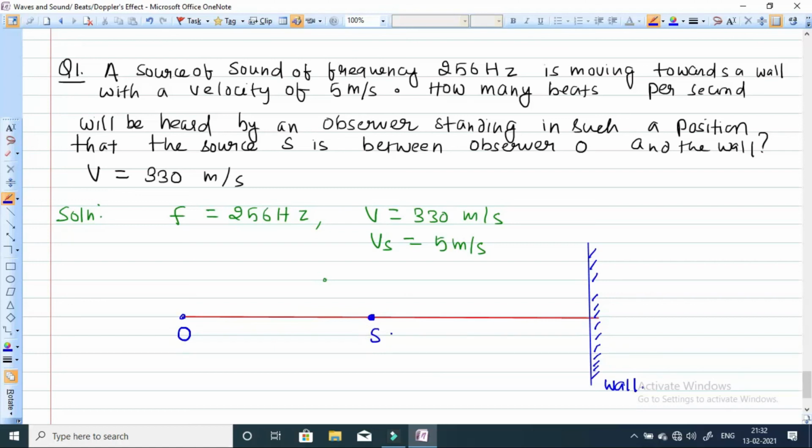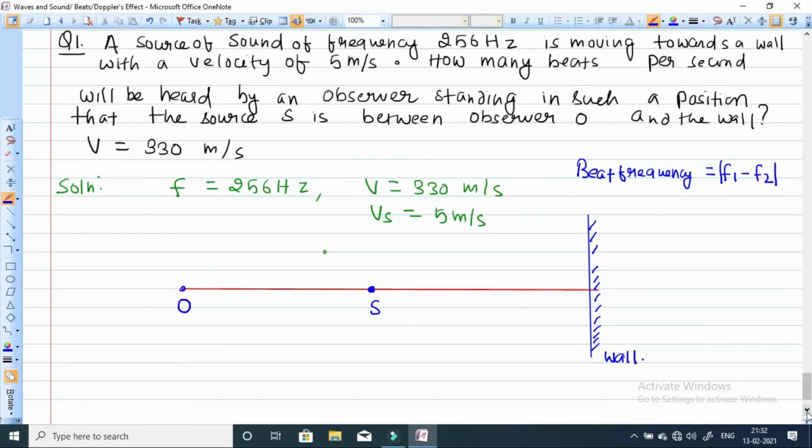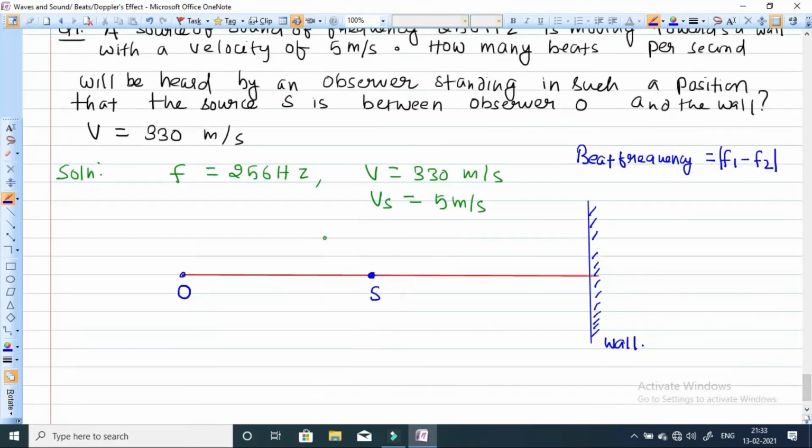Now what is beat frequency? Beat frequency, I have explained earlier. The beat frequency is equal to modulus of f1 minus f2. Okay, so frequency of sound that is directly heard we can easily calculate. This is the formula we can use. Because the observer is stationary, it is not moving, but the source is moving towards the wall. This is the direction in which the source is moving.